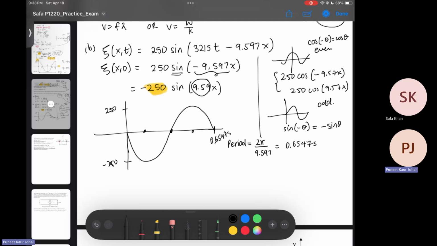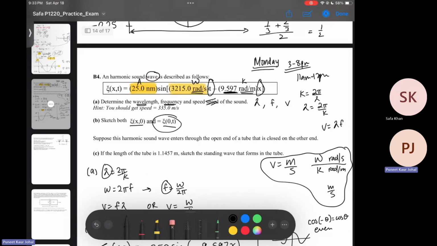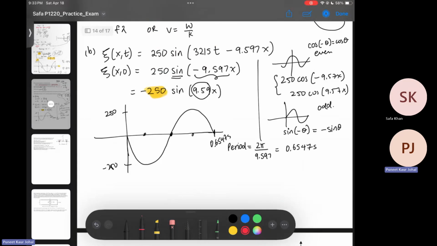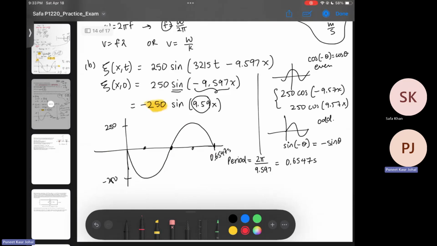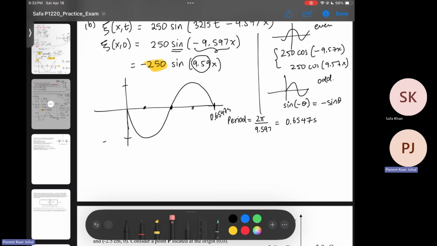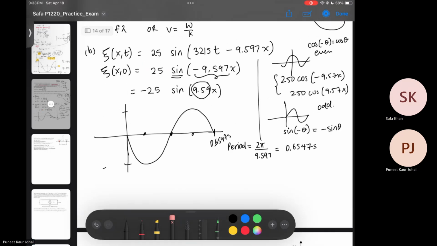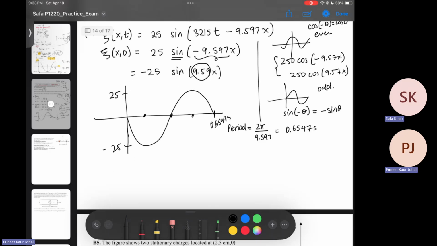The same thing if they want you to do the graph of this, just put your x as 0. Instead of putting t as 0 and the t term disappearing, you put x as 0 and this term disappears, and you do the exact same thing. Wait, it's 25. I've been writing 250. Sorry about that. I didn't realize it. Yes, it's 25. So the other graph will be the exact same idea.